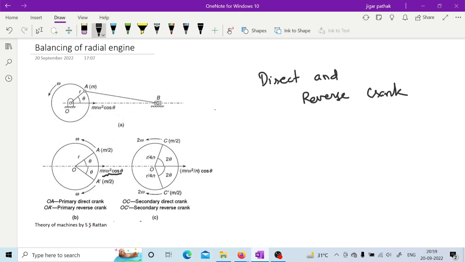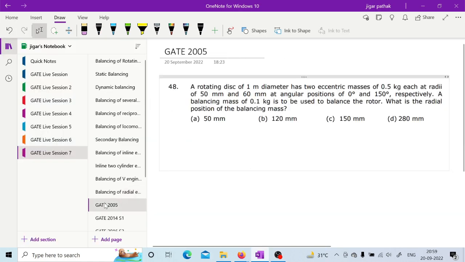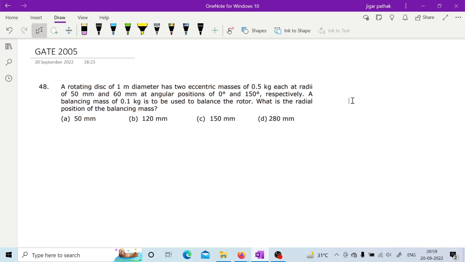Right, so now let us quickly go through the questions. GATE 2005. Here, the question says a rotating disc of 1 meter diameter has two eccentric masses of 0.5 kg each at radius 50 mm and 60 mm at angular positions of 0 degree and 150 degree respectively. A balancing mass of 0.1 kg is to be used to balance the rotor. Now what is the radial position of the balancing mass?